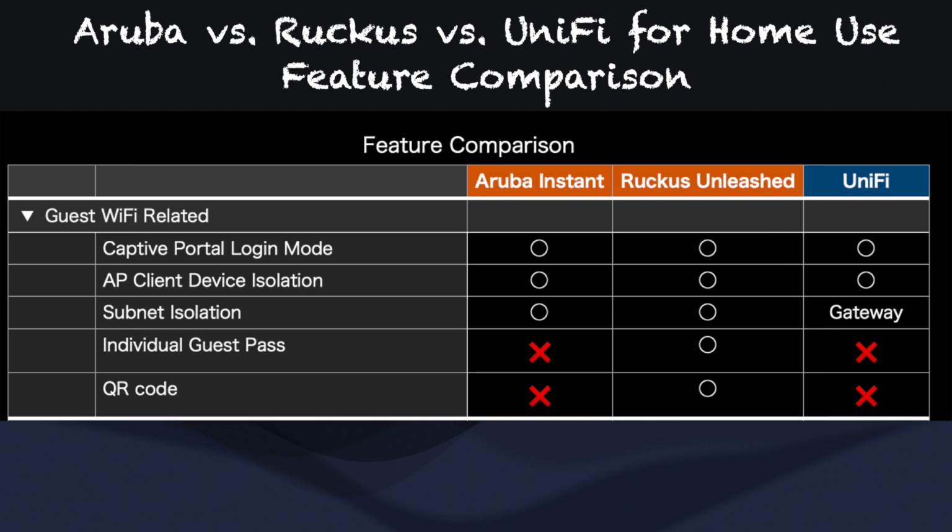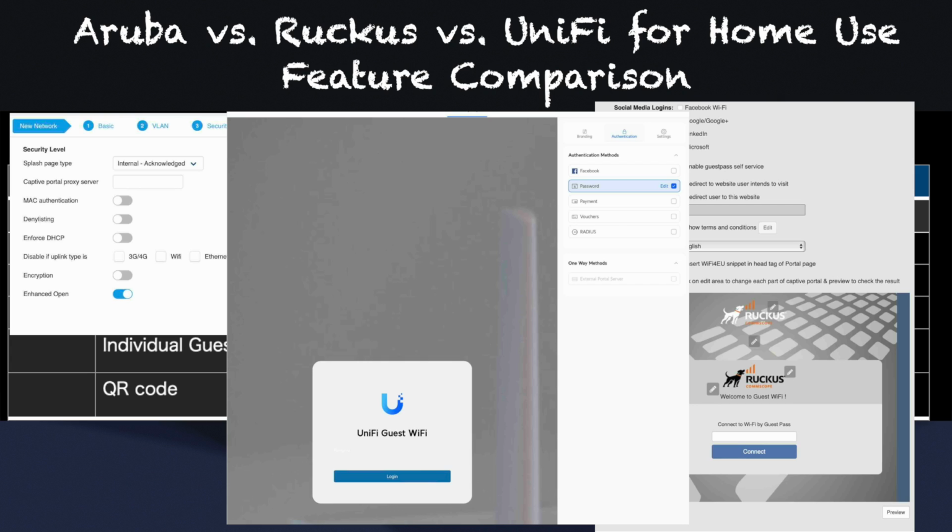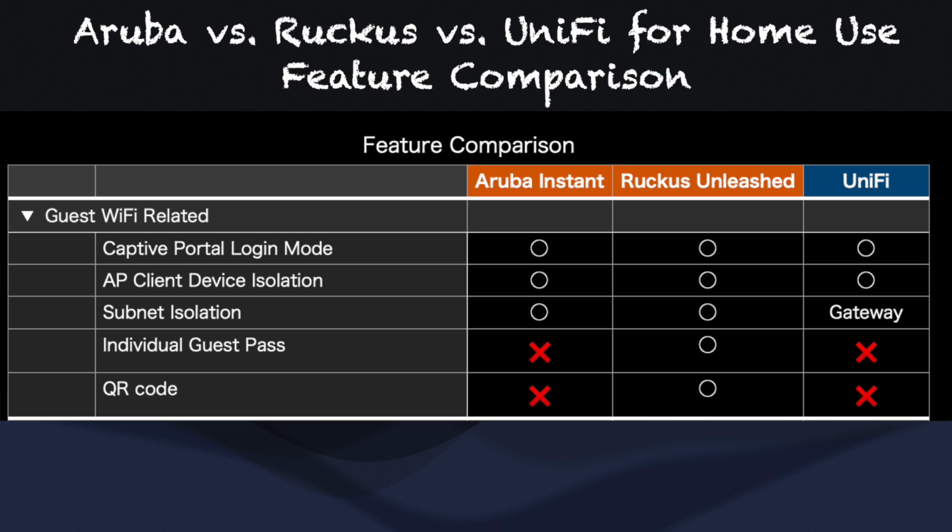One of the neat features that all three platforms support is an option to use a captive screen login for guest Wi-Fi. This is a feature you can see on public hotspot access such as cafes, libraries, and airports. All three allow us to customize a captive screen and also offer the option to use a social authentication service. For UniFi and Aruba, the social authentication option is limited to Facebook, while Ruckus has the addition of Google, LinkedIn, and Microsoft.